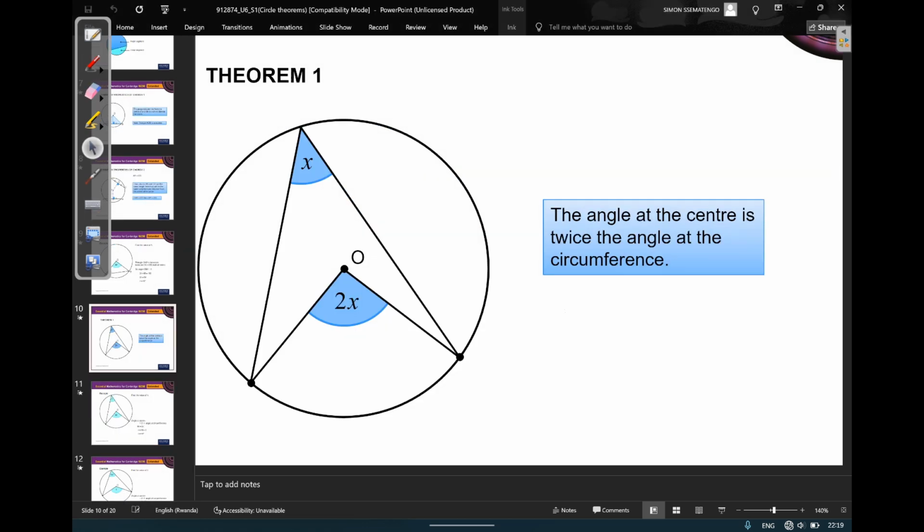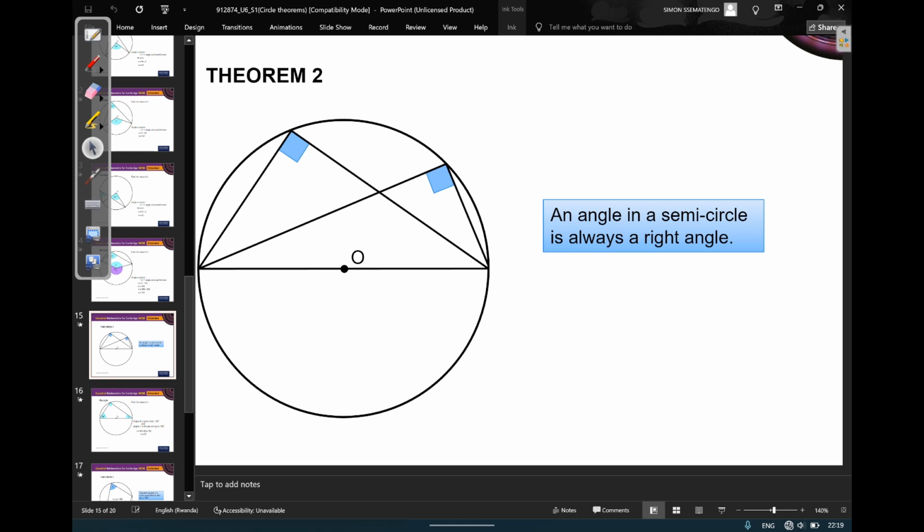Okay, now theorem number 1. The angle at the center is always twice the angle at the circumference. So if I have a point here and then I have a point here, then it forms an angle at the center here. Then again at the same point, I draw chords that are connecting to the circumference of the circle and also connecting to this one here. It should be known that the angle at the center is twice the angle at the circumference.